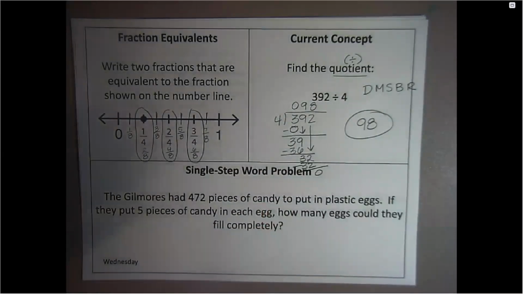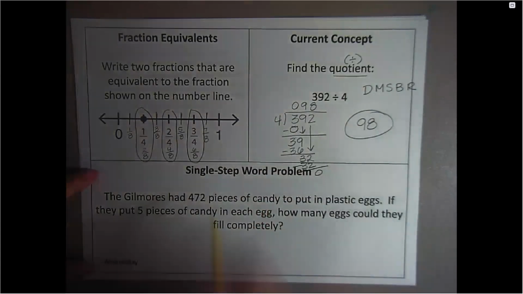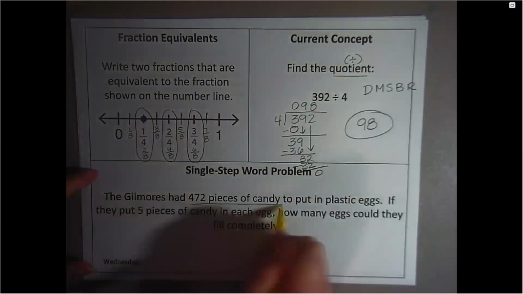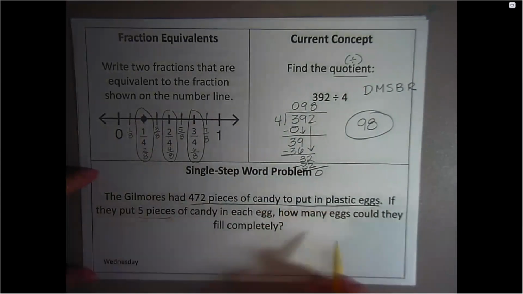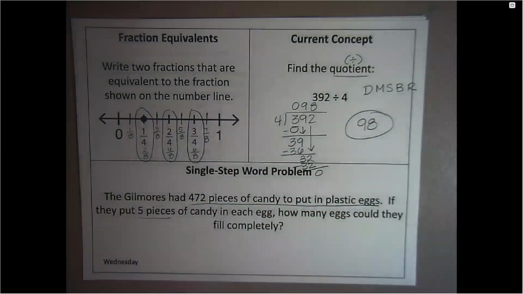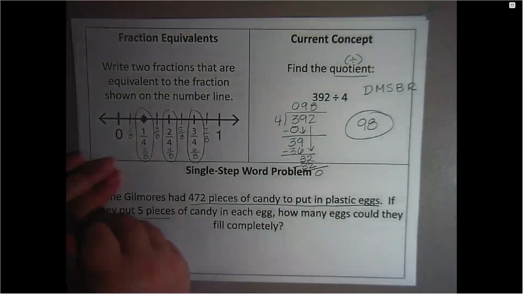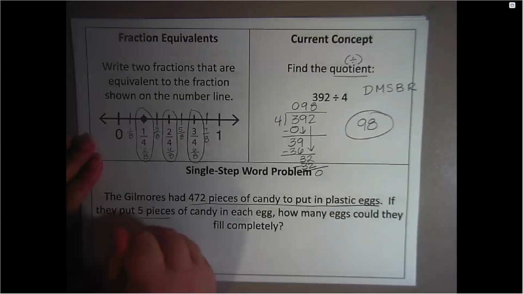Number 3 for Wednesday, it says the Gilmores had 472 pieces of candy to put in a plastic egg. If they put 5 pieces of candy in each egg, how many eggs could they fill completely? All right, so here's what I know. There's 472 pieces of candy. So there's 472 candies, and they want to put 5 in an egg. And so the question is, how many eggs?